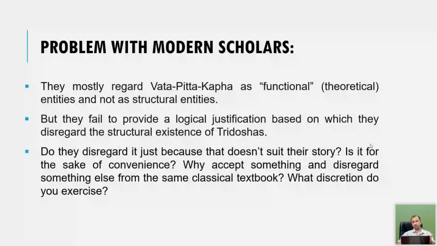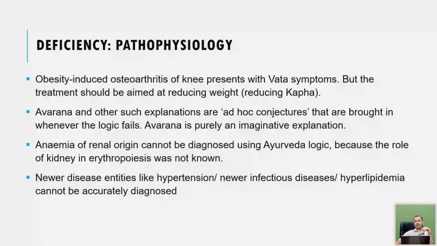So these are my questions to these scholars. Do they disregard it just because that doesn't suit their story? Is it for the sake of convenience? Why accept something and disregard something else from the same classical textbook? What discretion do you exercise? These are my questions to these scholars who argue that Tridoshas are only functional and theoretical entities and they cannot be perceived, and they're not substances.